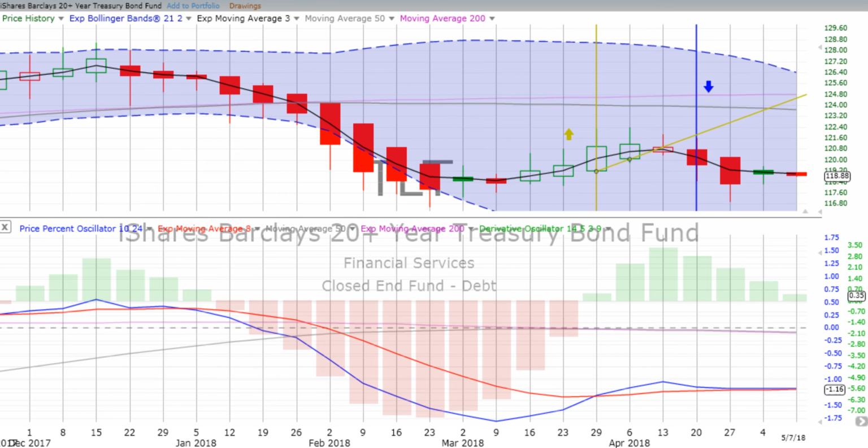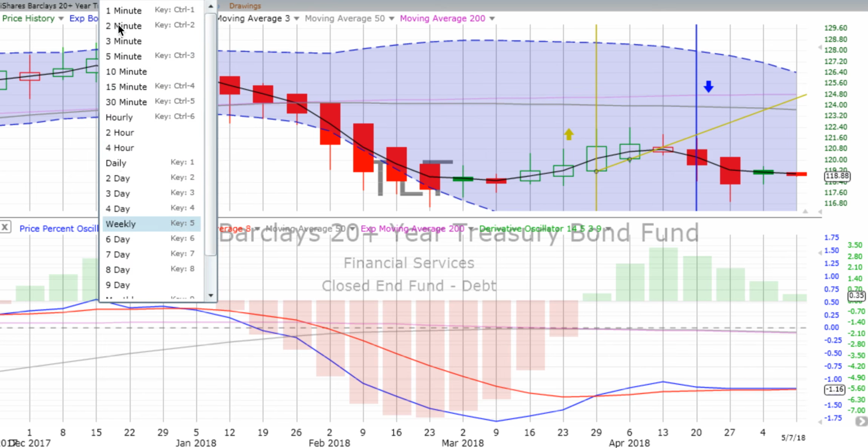What do we see going on in TLT, 20-year bonds? Well, of course, we see pretty much a laminated price percent oscillator with the red signal line, derivative oscillator losing downward momentum. But again, we are still in a confirmed up move. We just don't have a crossover at this time. We have a sideways slide on that weekly chart. For the day, it was down 0.17%.